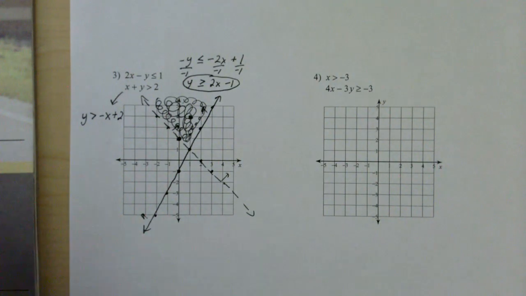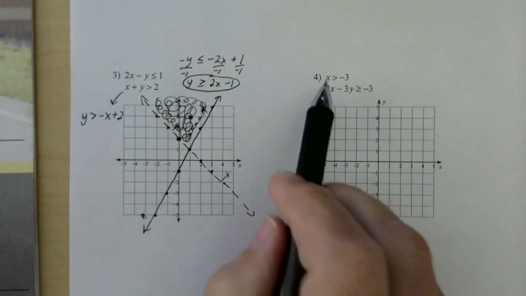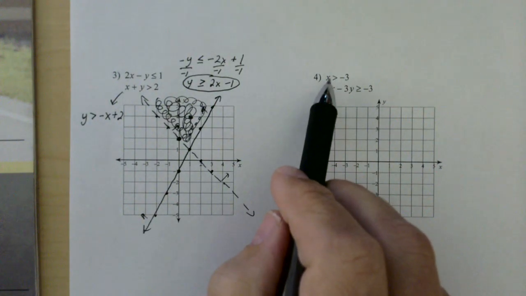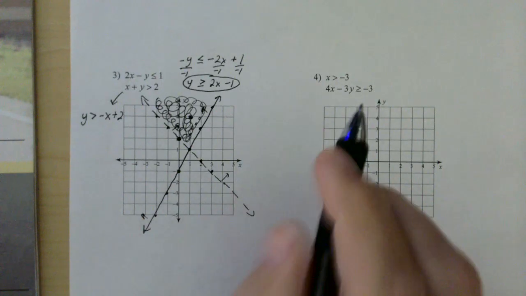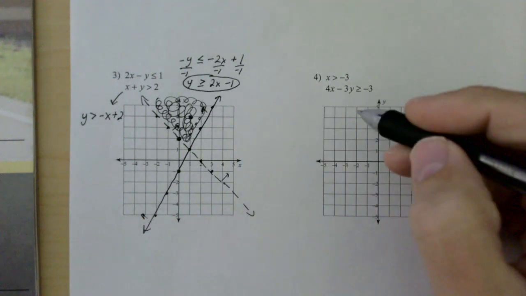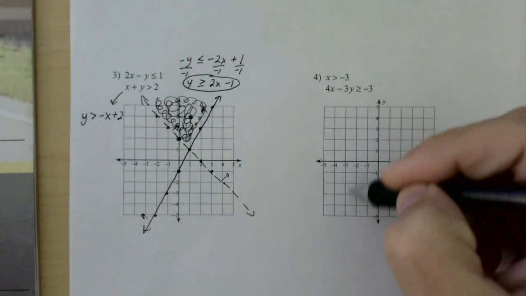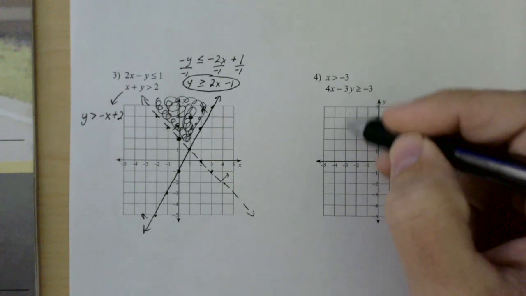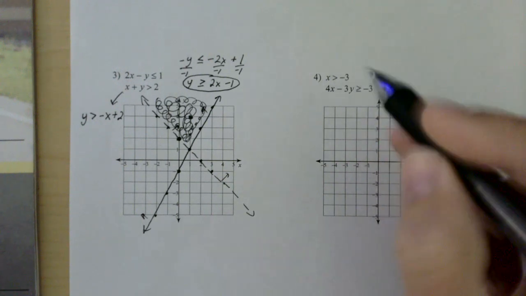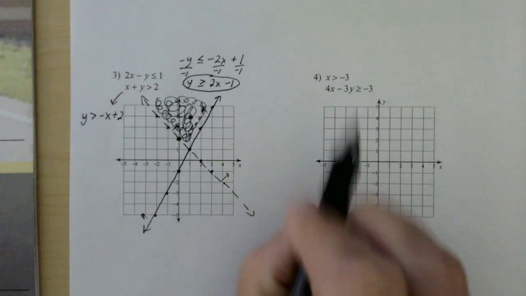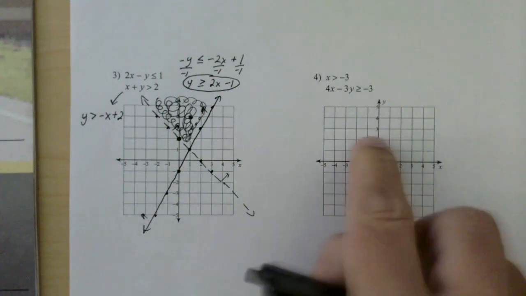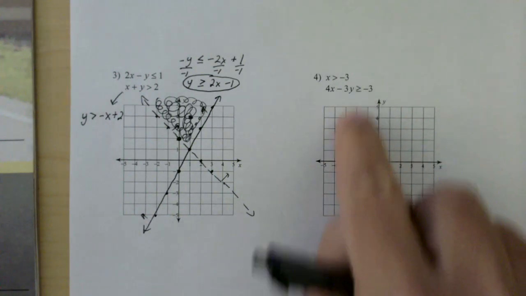So you try number 4. I'll just tell you this first one, that's a vertical line. When you draw this one, it's just a vertical line that says all the x values are -3, but it's going to be a dotted vertical line. It has to be dotted, and you're going to be dealing with all the points that are greater, so to the right of that vertical line.